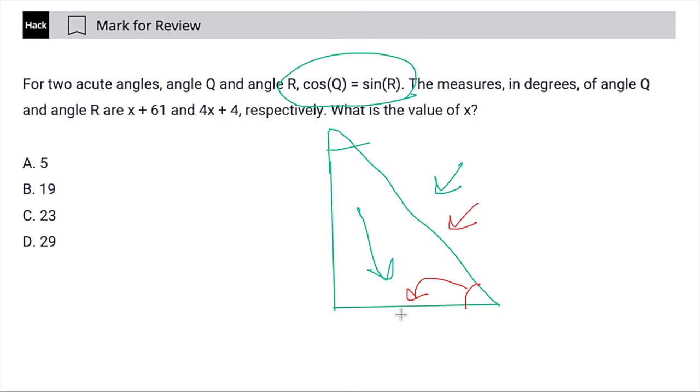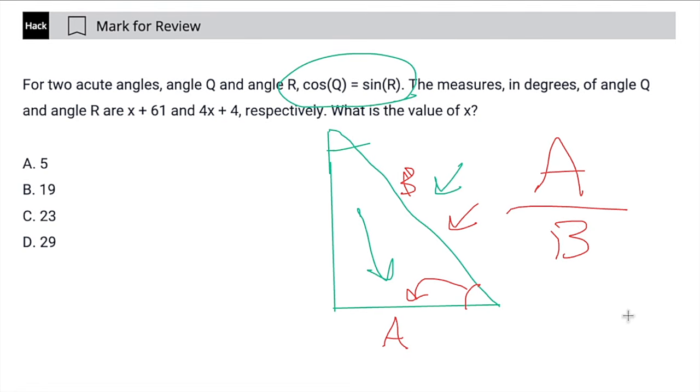So you end up with the same thing. So if this is A and this is B, they both end up being A over B. Again, this one you really need to know SOHCAHTOA to kind of understand what's going on. But this is a rule. This is something you should certainly have memorized.